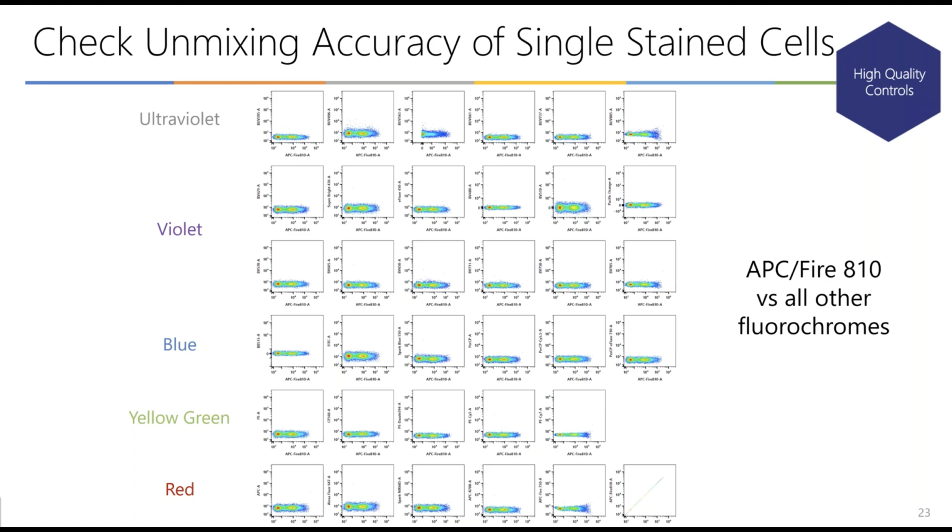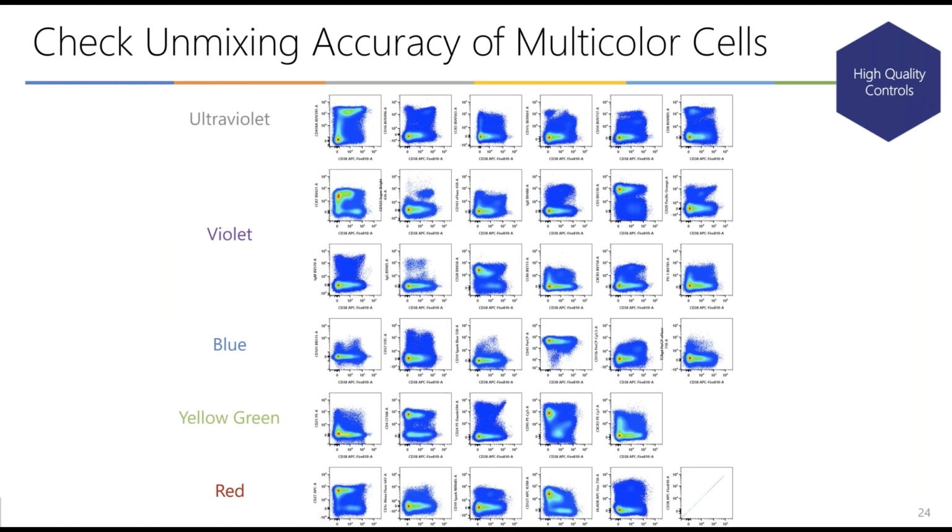After checking the permutations from our single-stain reference controls, it's always a good idea to observe our multicolor sample and make sure we are seeing the same orthogonal staining patterns, which we have in this nice data set here.